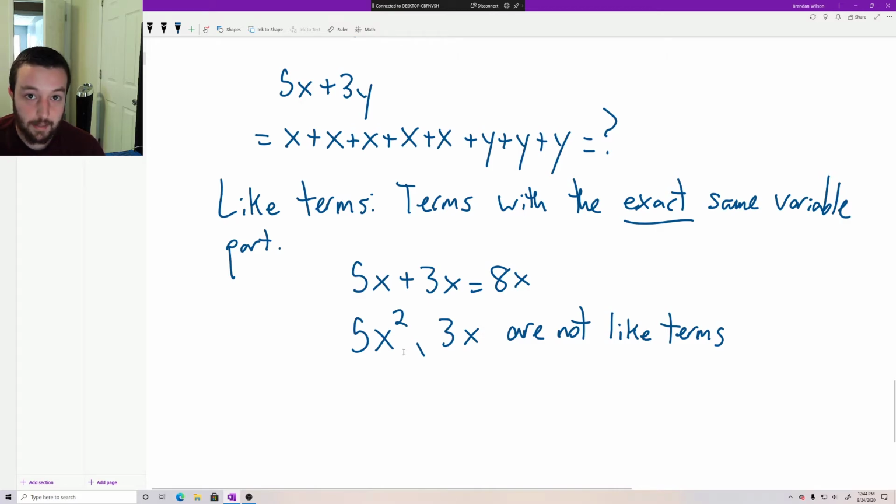Since this is x times x, and this is just x, these are going to be different numbers, right? If x is 4, for example, this one is 4. This one is 4 times 4, which is 16. So these are different numbers. Even though they both have x in them, they're still different numbers. So these are not like terms.